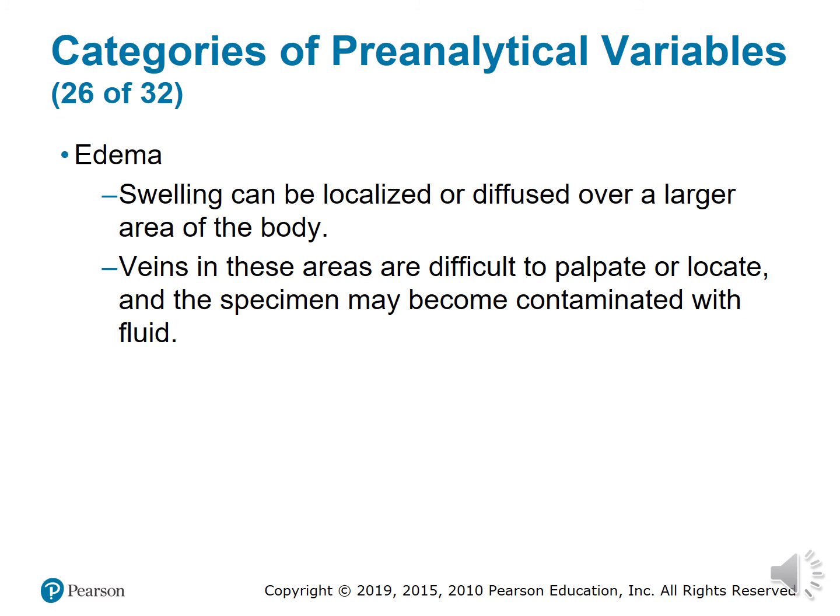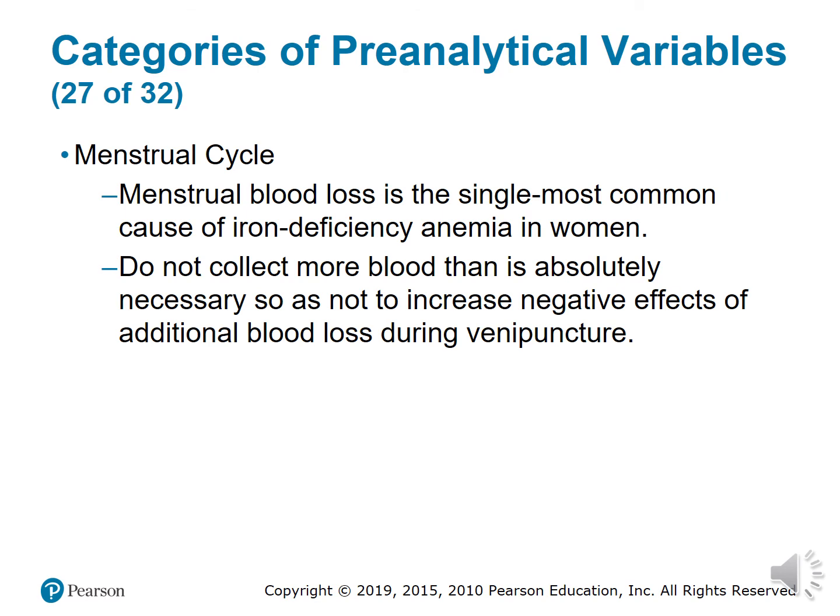Edema. Swelling can be localized or diffused over a large area of the body. Veins in these areas are difficult to palpate or locate, and the specimen may become contaminated with fluid. Your menstrual cycle. Menstrual blood loss is the second most common cause of iron deficiency anemia in women. Do not collect more blood than absolutely necessary, so as not to increase negative effects of additional blood loss during venipuncture.